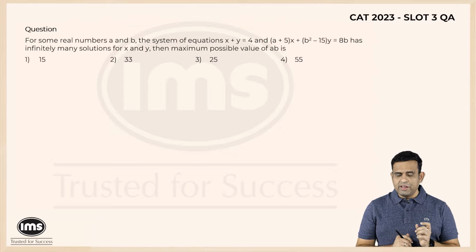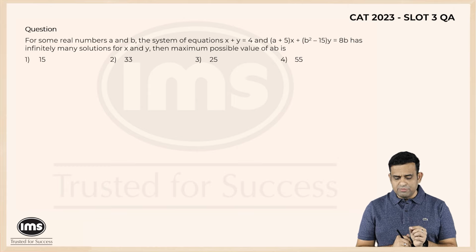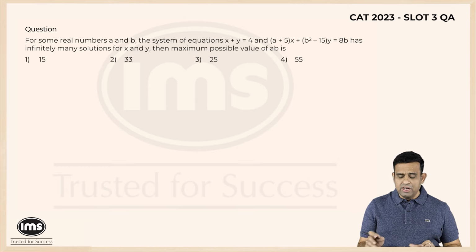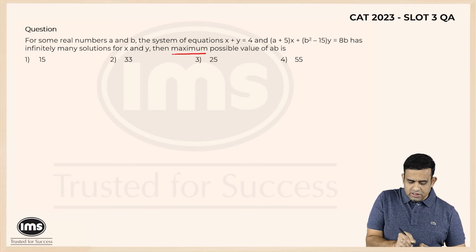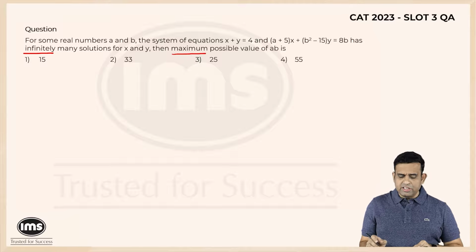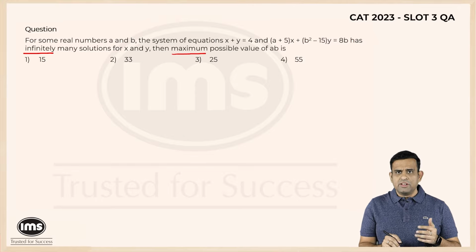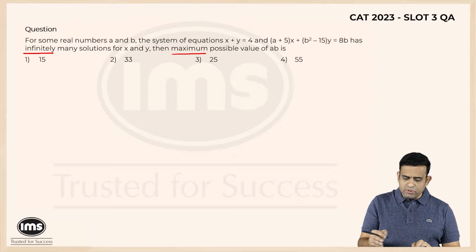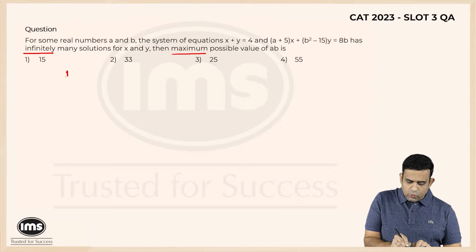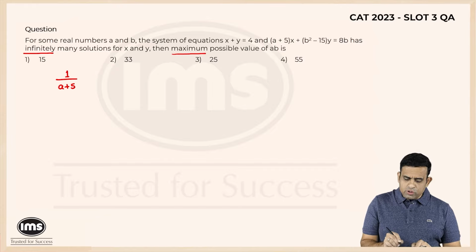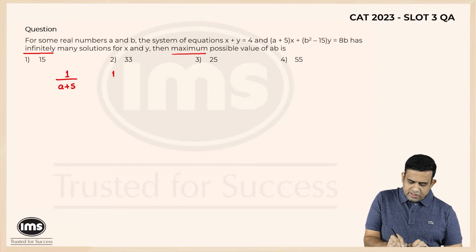But please be very careful about the given thing, which is the maximum possible value of a into b. The task is to maximize. So we will use this particular condition. As I told you, I will use the property. The ratio of the coefficients of x from the two equations becomes nothing but 1 over (a + 5). The ratio of the coefficients of y will become, one can say, 1 over (b² − 15).